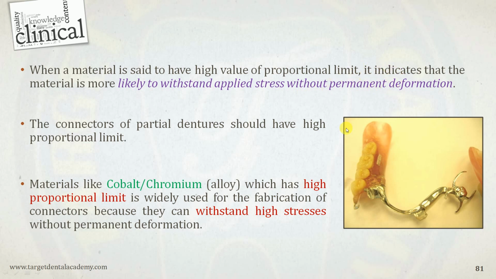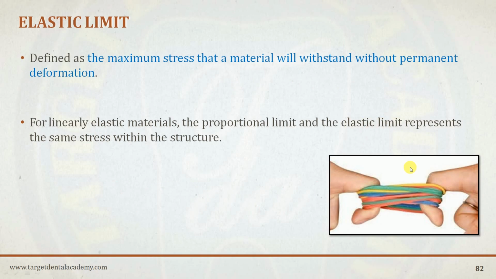That's why your connectors in your prostho are mainly made up of cobalt chromium, because it has the highest proportional limit and it is basically used for the fabrication of connectors because they withstand higher stresses without any permanent deformation. Coming on to the elastic limit, defined as the maximum stress that a material withstands without permanent deformation, as I've already told you. For linearly elastic materials, the proportional limit and the elastic limit represent the same within the structure.